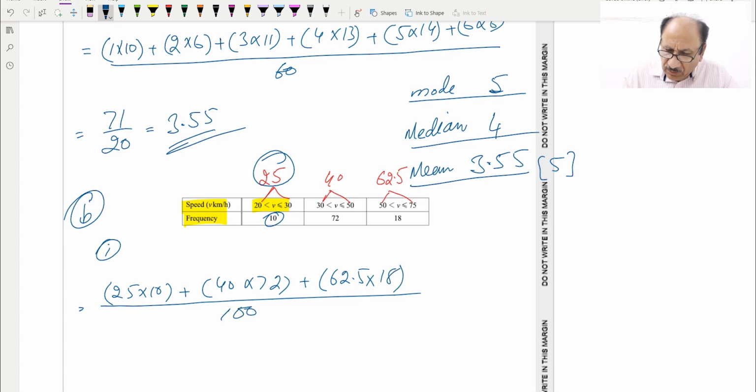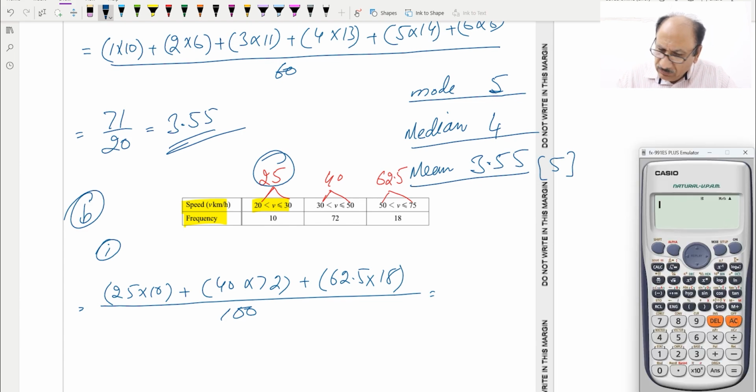So this is 100, and we can add all these three numbers. These are adding up to 100. Hopefully you are understanding. So now we can calculate this.